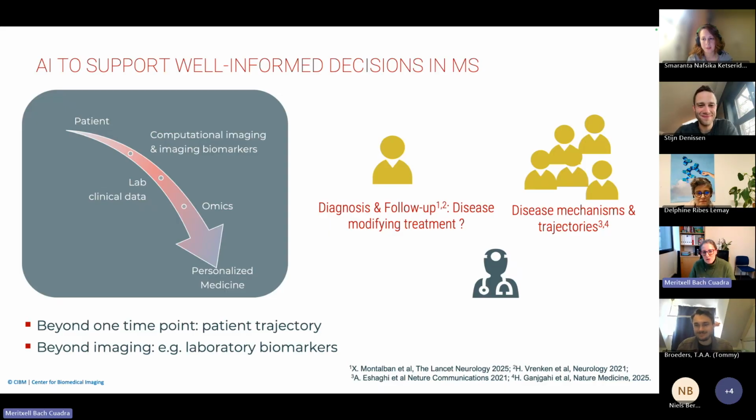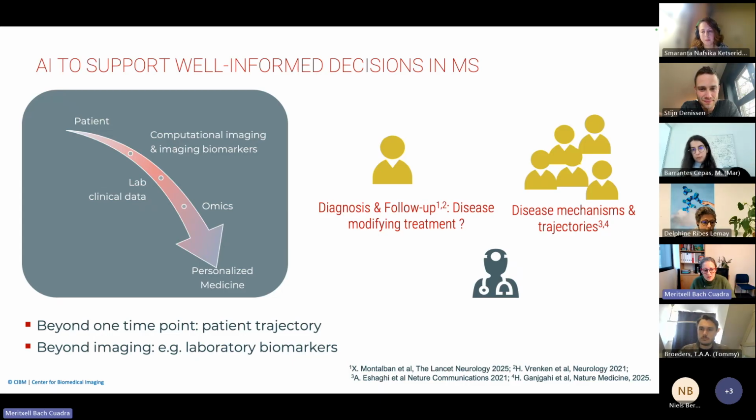Today, I really wanted to convey image analysis for the support of diagnosis and follow-up and for the understanding of disease mechanisms. I focus a lot on MRI, and on one specific task, but of course, you have to think big. It's not only about one image and one time point, but we have a patient trajectory, there are other biomarkers that can be pulled into any AI model, and of course this has to be handed then to the doctor. So the question would be then why this is not yet used by doctors.